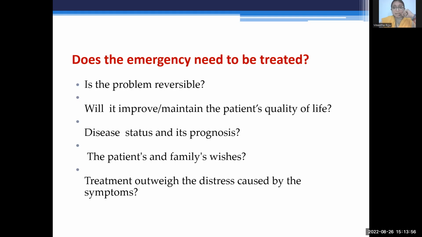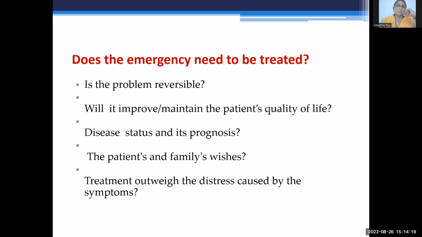What is the disease status, and what is its prognosis? So we know it's an advanced case of ovarian cancer, stage 4, and the prognosis that has been told to you by the oncologist is just another 3 weeks. And the patient's and the family's wishes.